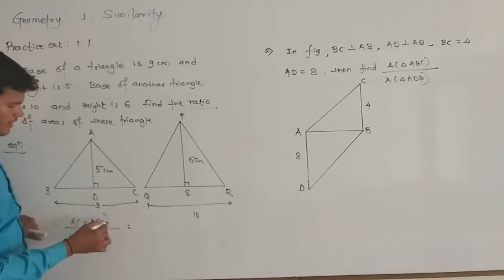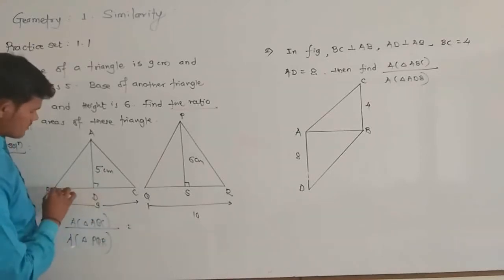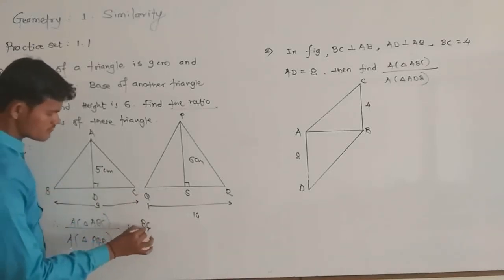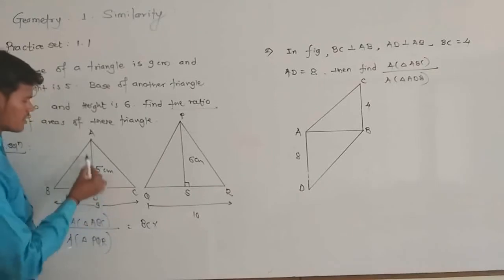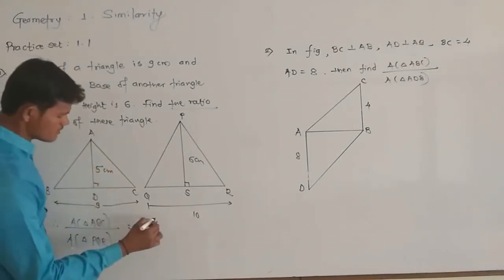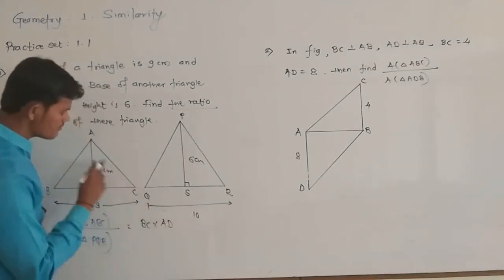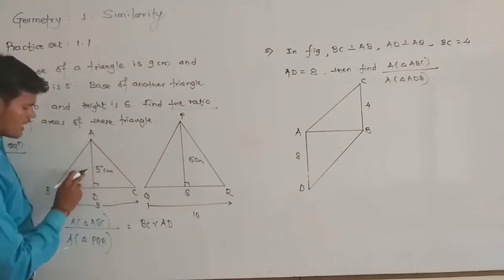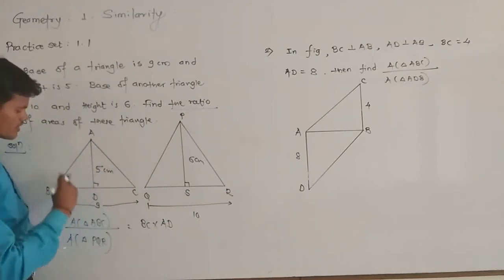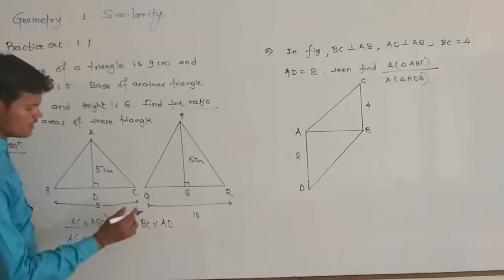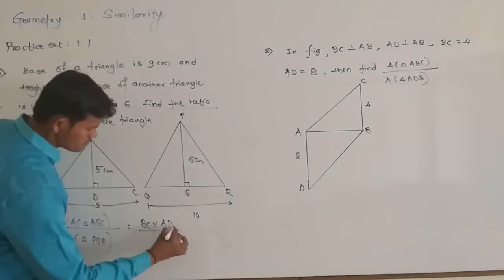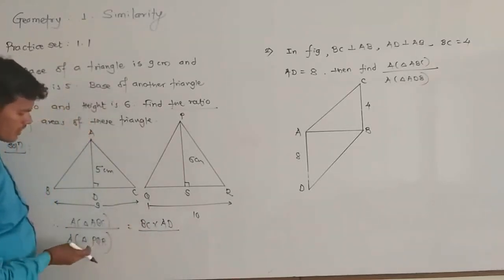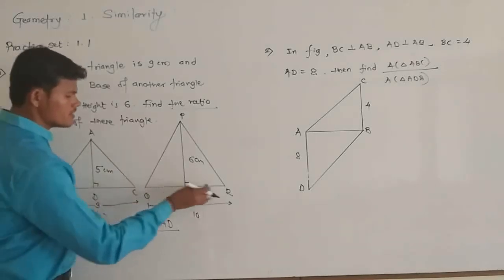So for triangle ABC, which one is the base? BC is the base. Product of their bases and corresponding heights. So height is AD because AD is perpendicular. So AD is the height, and perpendicular segment on which line? BC. So BC is the base. So BC into AD divided by, for triangle PQR, which one is the base?